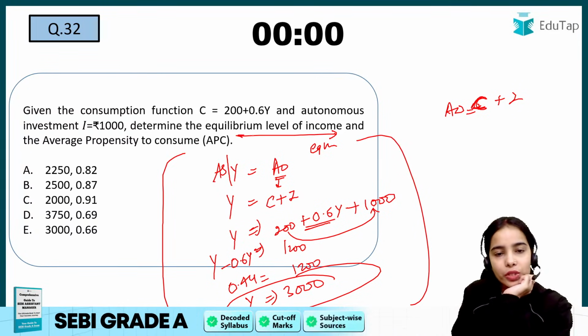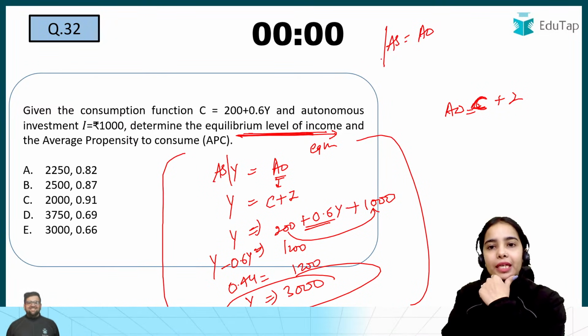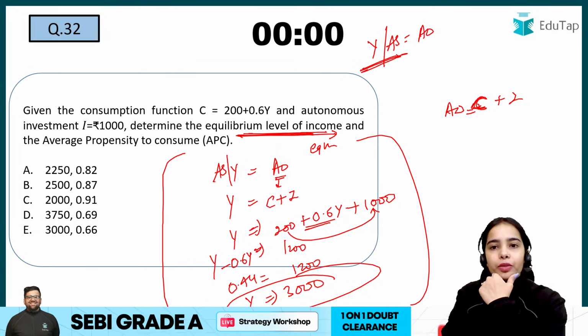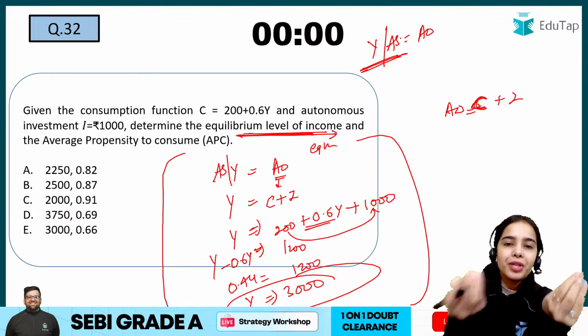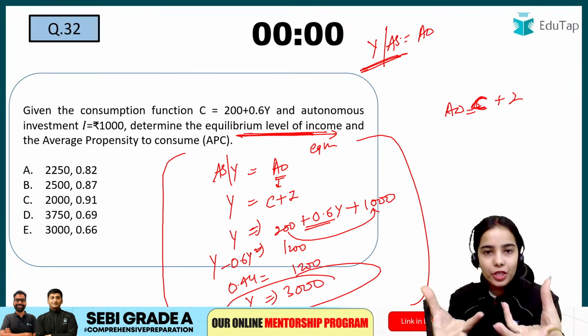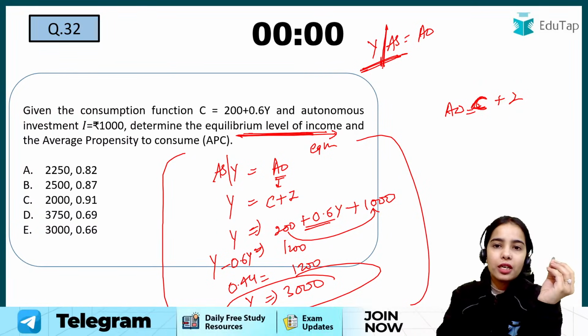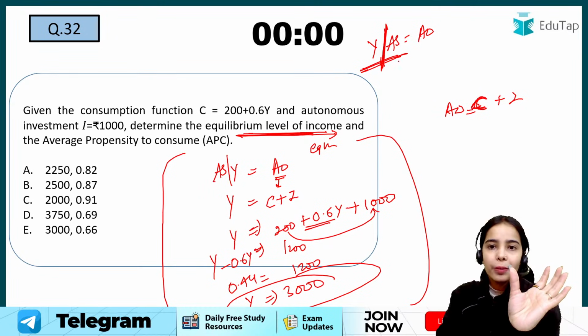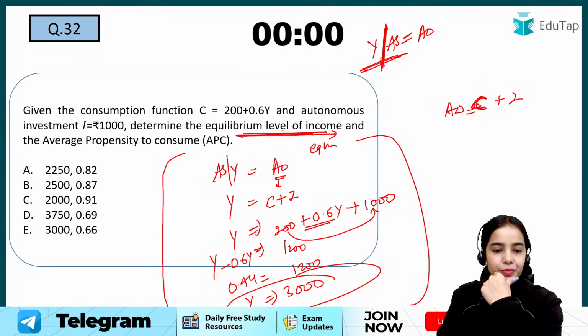So whenever you have to find the equilibrium level of income, the aggregate supply is equal to aggregate demand, where aggregate supply is your income, because the total production, the total supply, is equal to the total income that is generated in the economy. So we can write it as aggregate supply or income, and this is equal to aggregate demand. Chalo. So 3000 is the equilibrium level of income.